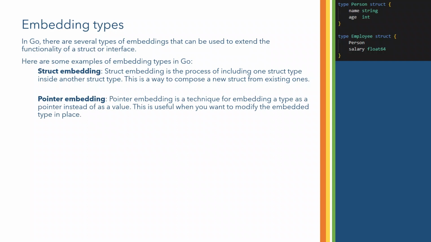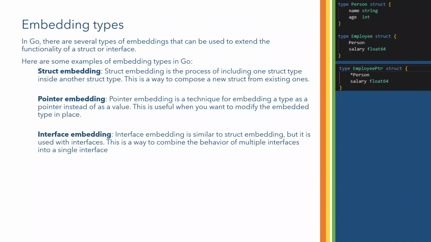The second thing is pointer embedding. Pointer embedding is a technique for embedding a type as a pointer instead of as a value. This is useful when you want to modify the embedded type in place. For example, in this case, Employee pointer has the Person structure as a pointer, right?